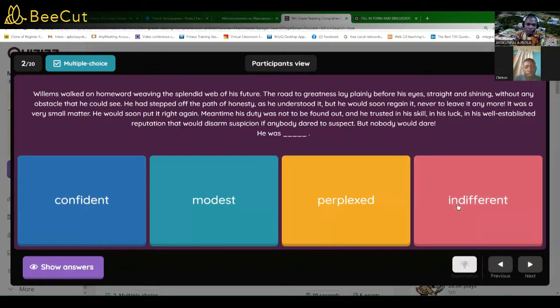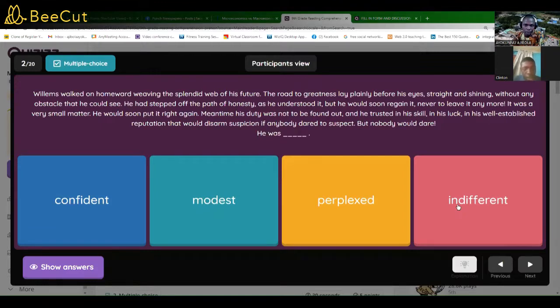Read this and read it aloud and let me hear. Yes, read it out. Williams walked on homeward. Okay, Williams walked on homeward, weaving the splendid web of his future.